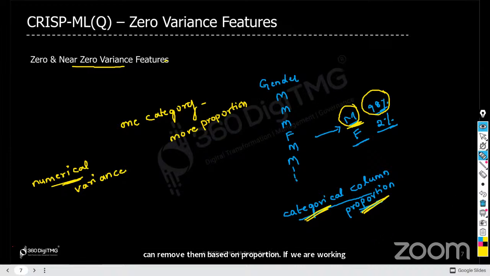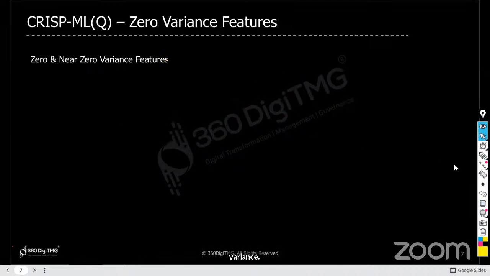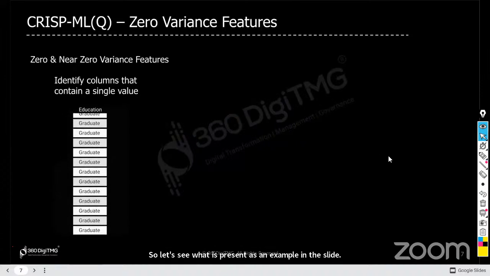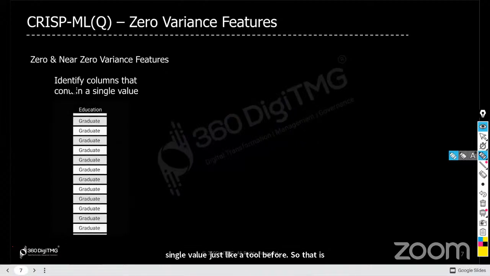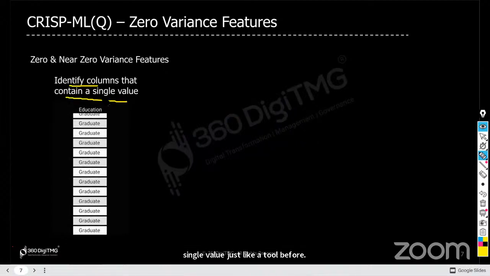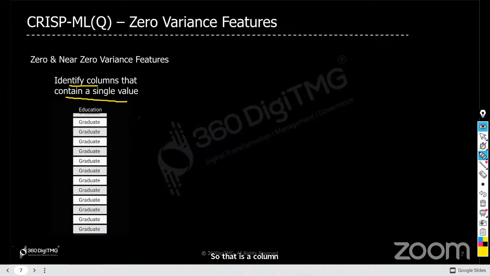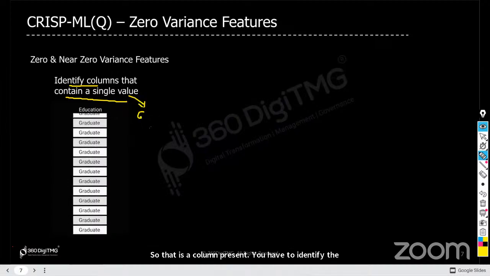So let's see what is present as an example in the slide. Okay, so here there is a column that contains a single value, just like I told you before. You have to identify the columns that contain a single value. In this particular education column, there is only one value, that is graduation.